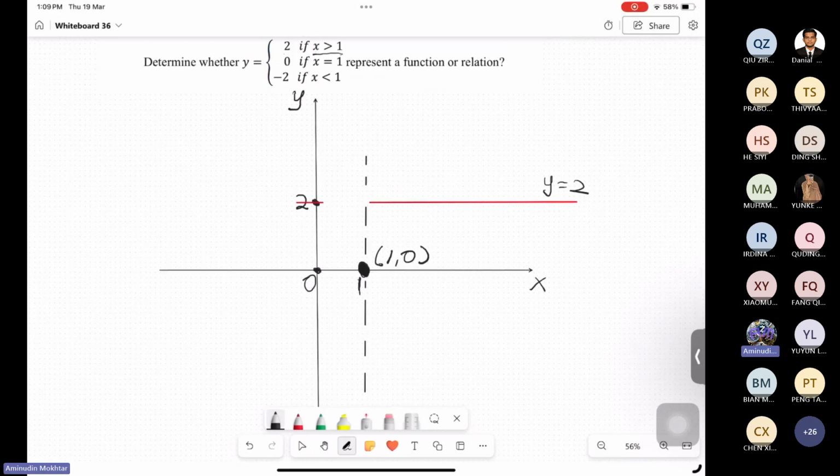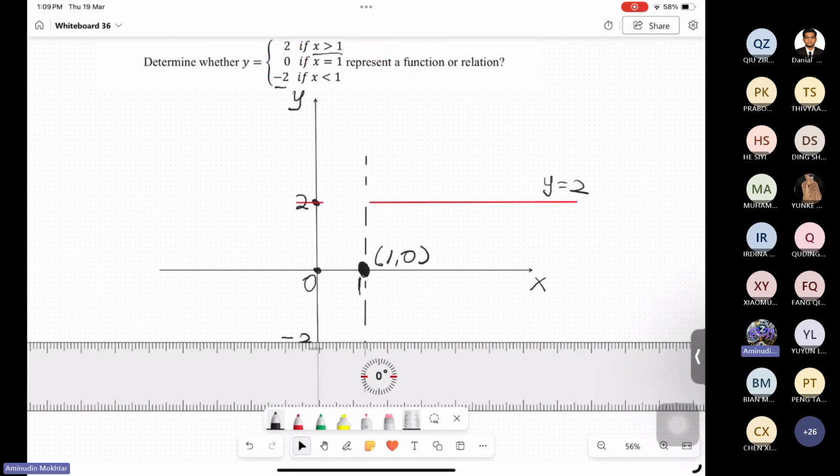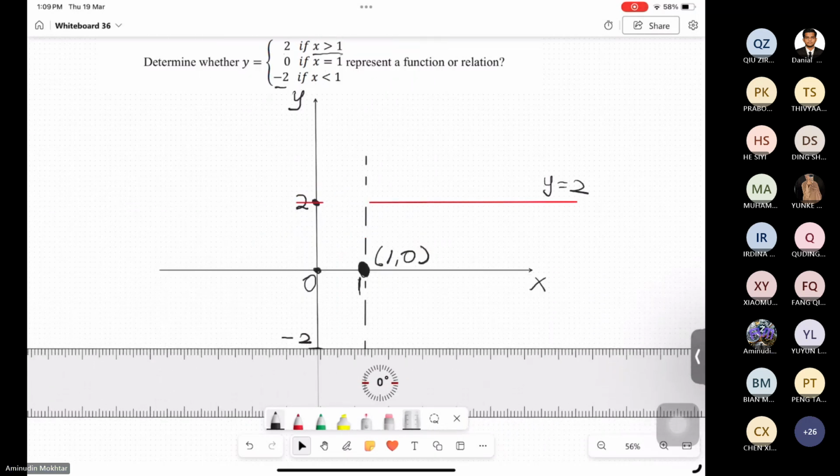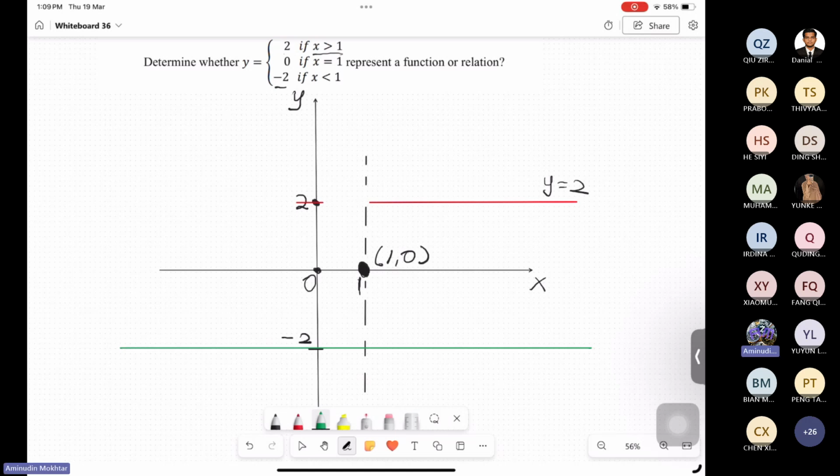The third one is y equals -2 if x less than 1. So again, I need to label where -2 is. Let's say this is -2. So we draw the horizontal line y equals -2. This line exists when x less than 1. X less than 1.